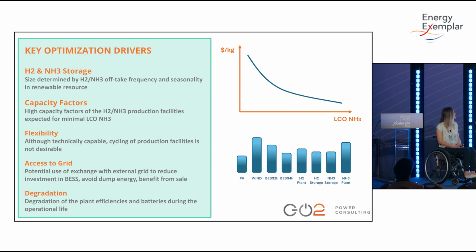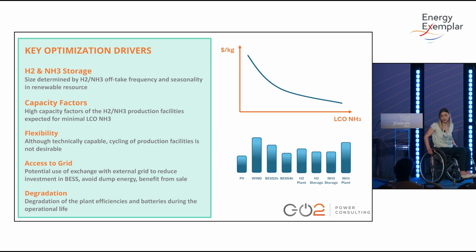So the size of hydrogen and ammonia storages significantly depends on the frequency of offtake and volume extracted. Additionally, the size is contingent upon the availability of renewable energy sources, as facilities that operate on low capacity factors are less efficient, which in turn increases the levelized cost of production.